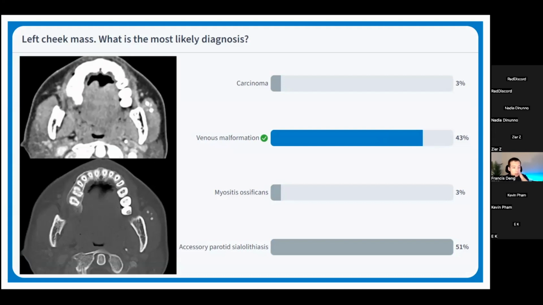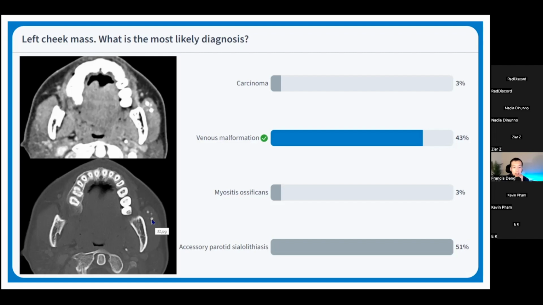The majority of you said the wrong answer, which is accessory parotid sialolithiasis. The correct answer was venous malformation, which was the second most common answer here. To distinguish these two, we have to recognize that these calcifications are located within the masseter muscle. Accessory parotid would be anterior and lateral to the masseter muscle, right? The shape of the masseter here is symmetric, and it is not where the accessory parotid is. The accessory parotid would be located along the course of the parotid duct, and that would be located superficial to the masseter muscle.